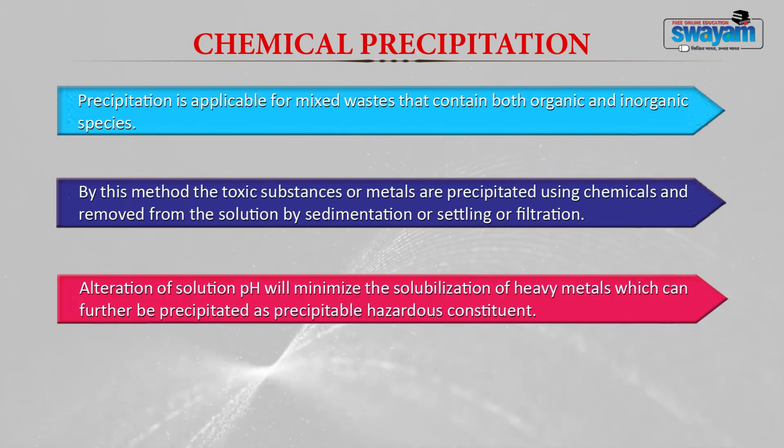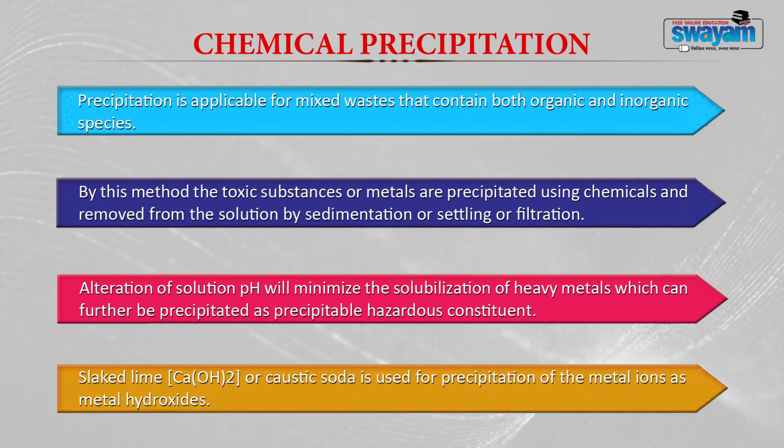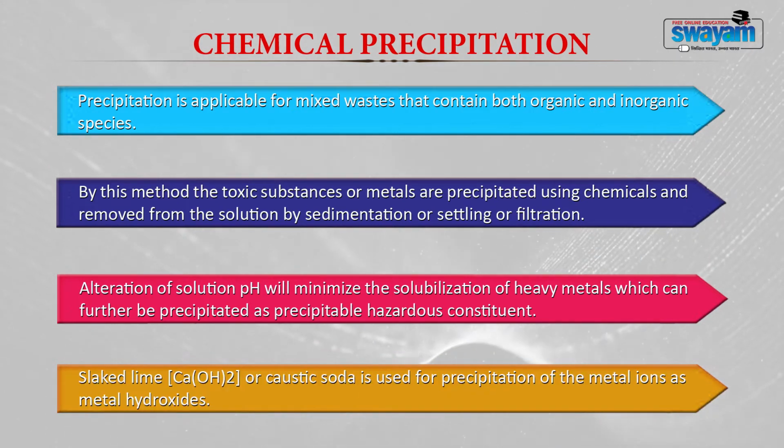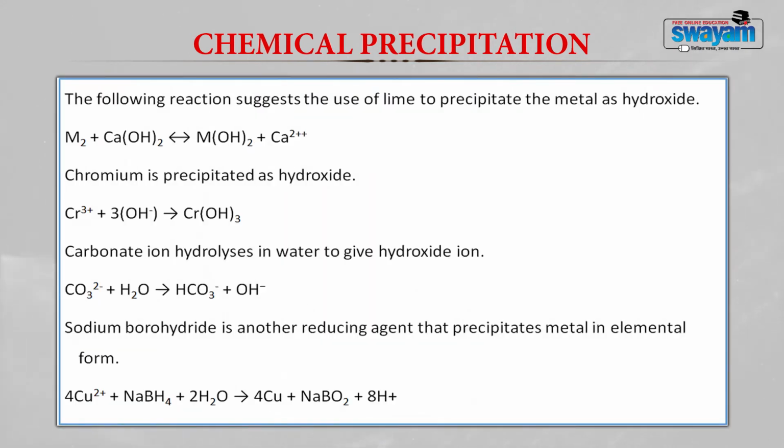Now, alteration of solution pH will generally minimize the solubilization of heavy metals, and it can further precipitate hazardous constituents. Generally, slaked lime or caustic soda is used for precipitation of metal ions as metal hydroxides. Now, these are certain equations which show the chemical precipitation process where lime is used to precipitate the metal as hydroxide. M2+ plus Ca(OH)2 will give you M(OH)2 plus calcium ions.